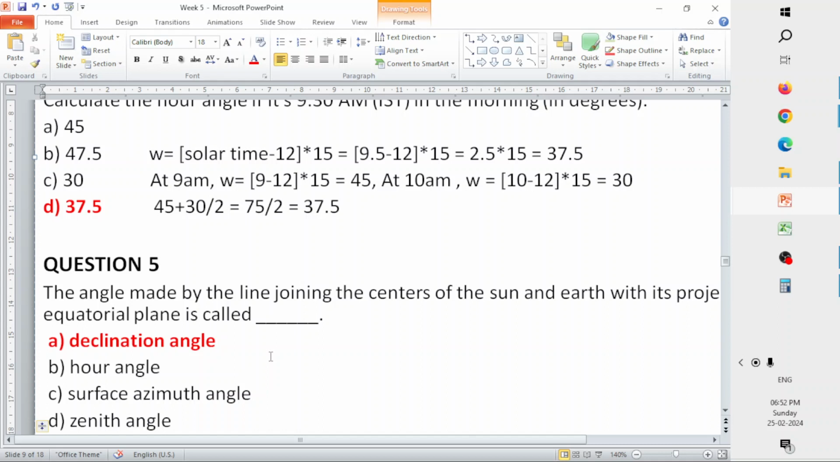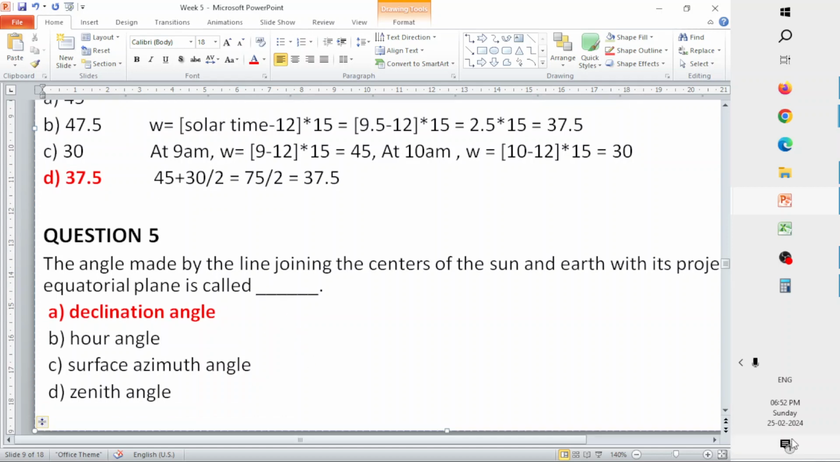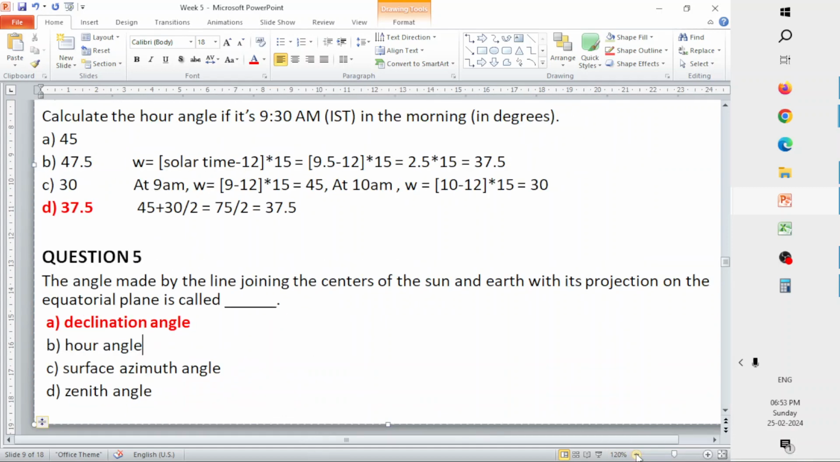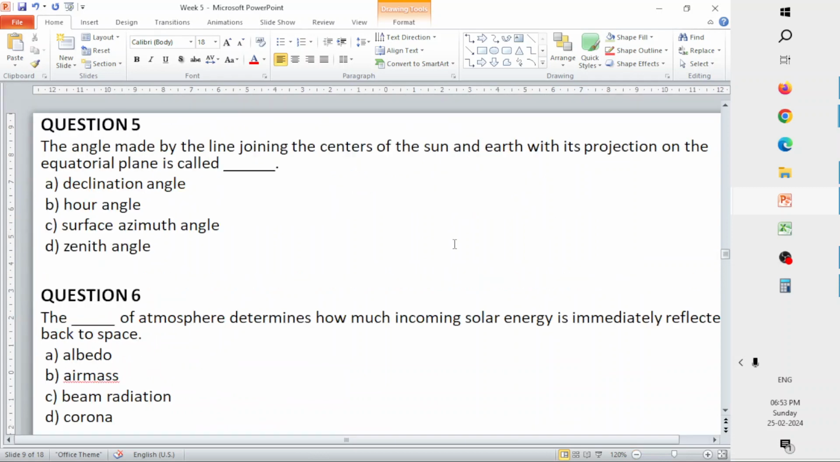I hope we actually did a lot. This was the very first parameter that we calculated in all the problems, the declination angle. If you remember the formula, it was 23.45 times sine of 360 by 365 into (284 plus n). N is the nth day of the year for which you are calculating your declination angle. So this is the definition: the line joining the centers of sun and earth with its projection on the equatorial plane.